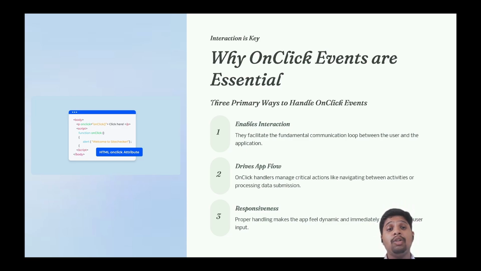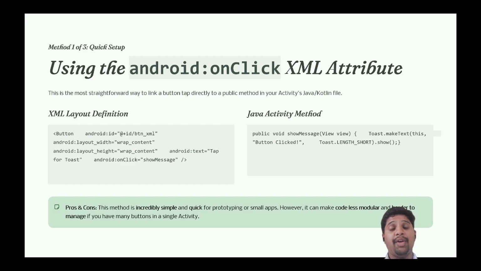Now, let's look at the first method: using the Android onClick attribute in XML. This is the simplest way to link a button directly to a function in the code. Here's the XML layout code. In the button, the ID defines the unique identity of the button. The layout width and height are the attributes that define the size of the button.